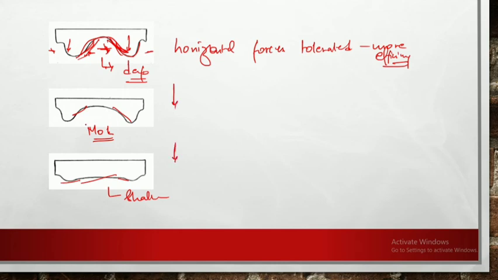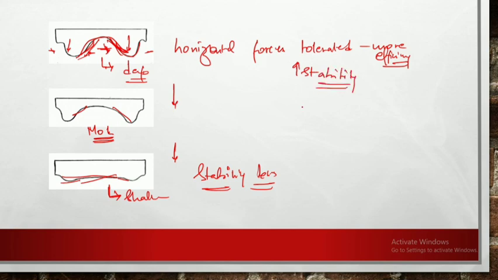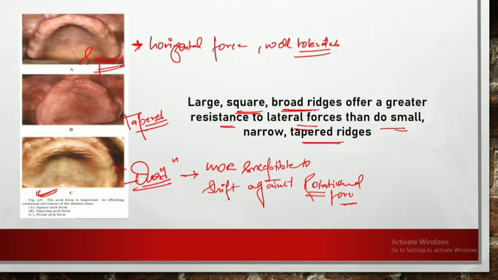So decrease in the slopes or change in the shape of the palatal vault, as it becomes shallower, the stability also is going to decrease. I hope you guys have understood how the palatal vault affects the stability of the denture. Deeper is the palatal vault, more horizontal forces are tolerated efficiently, which is going to provide you more stability. As the palatal vault or the slopes decrease, the stability is also going to decrease, right? So this was about the vertical height.